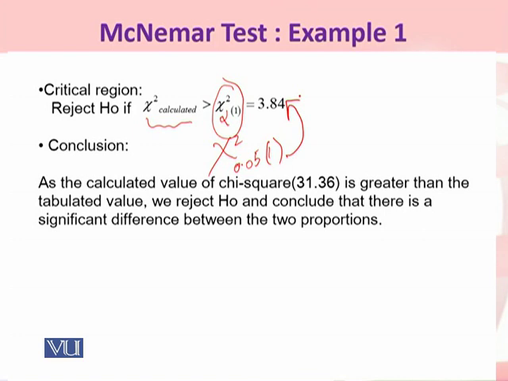The calculated value of chi-square that we have just calculated, 31.36, is very much greater than the tabulated value, 3.84. So we reject our H naught and conclude that there is a significant difference between the two proportions. So students, in this module, you have learned that by picking up a real life situation, how we can apply the McNemar test onto that problem.